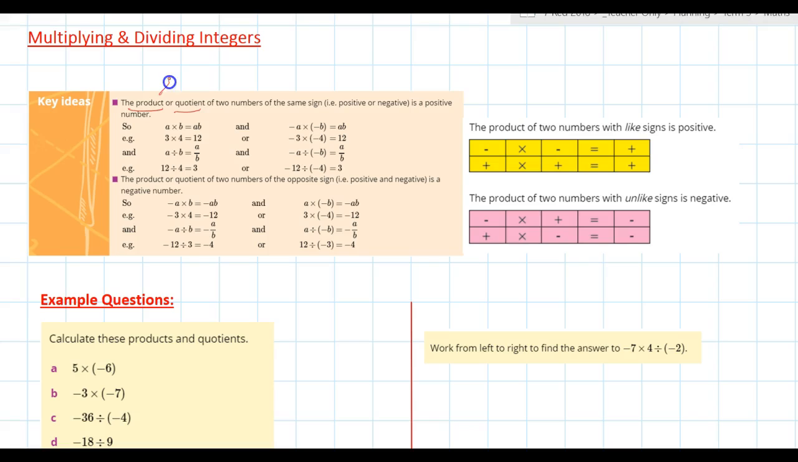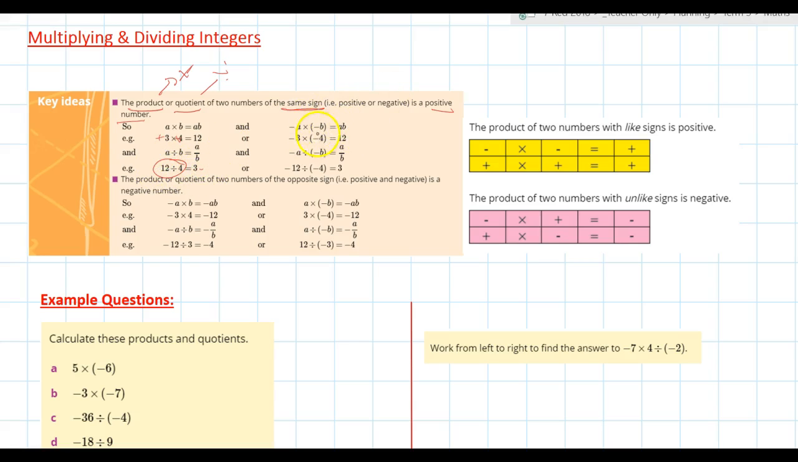Again, product means multiplication, quotient means divide. The answer of two numbers of the same sign, or like terms, is a positive number. So it's always going to result in a positive number when we have like signs. For example, A times B equals AB, or 3 times 4 equals 12. They have two positive numbers here, so they're going to equal a positive result. And the same would apply for division. So 12 divided by 4, both positive numbers, is going to equal a positive answer.